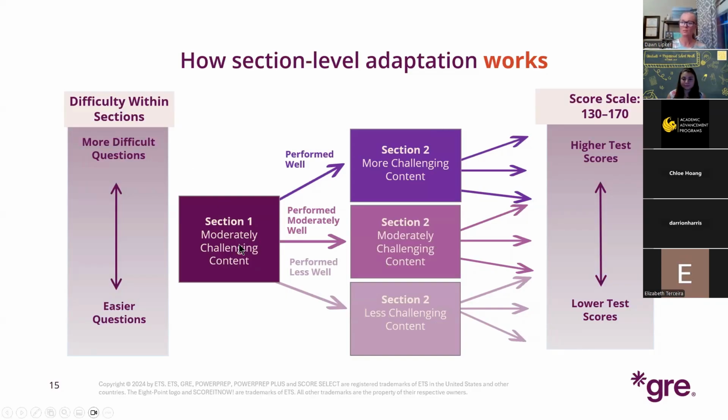So section one, moderately challenging. Let's say you just have a rough day. Let's say you just didn't study at all. Let's say you just thought, I'm going to wing it, I'm going to go in cold and see how I do. Let's say you didn't do very well, and section two is less challenging. Then your score would be on the lower side because you received less challenging content and got fewer questions correct. But let's say in section one you performed well, and in section two you performed well and got more correct. That leads to the higher scoring scale.